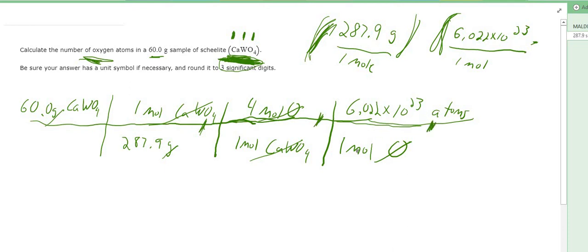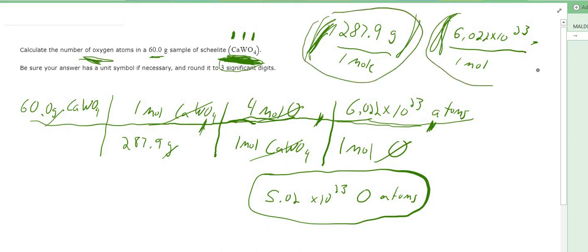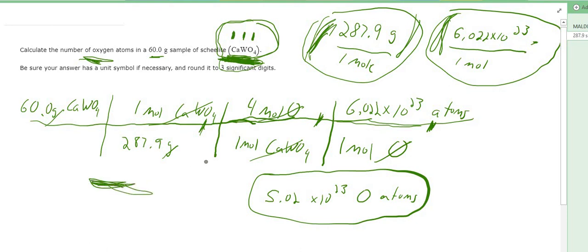Okay, so now I can just put that into my calculator, and when I do that, I get, with the right number of sig figs, 5.02 times 10 to the 23rd oxygen atoms. This should be your answer. So again, my trick here: write down the conversion factors that I know. Recognize that there are conversion factors built into the molecular formula. And with that, I can construct this math here, making sure my units cancel, and this should give you the right answer.